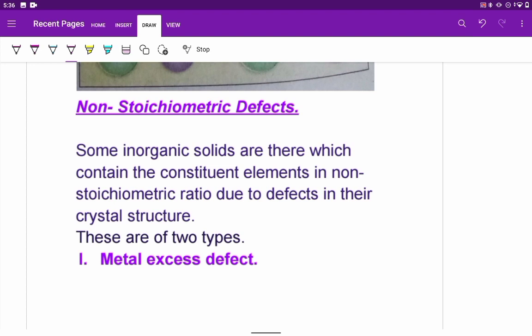So now we will see non-stoichiometric defects. There are certain inorganic solids which contain constituent elements in non-stoichiometric ratio, and this happens due to defects in their crystal structure. So we will find that there are two types of defects. One is the metal excess defect and another is the metal deficiency defect. So one by one we see.